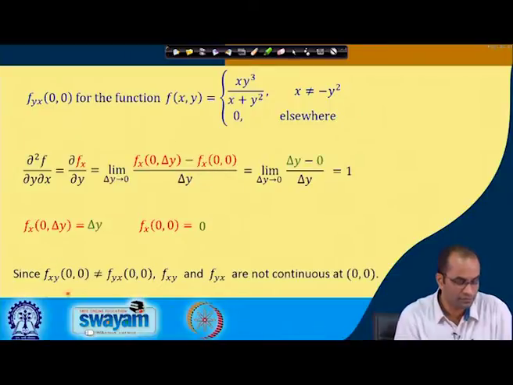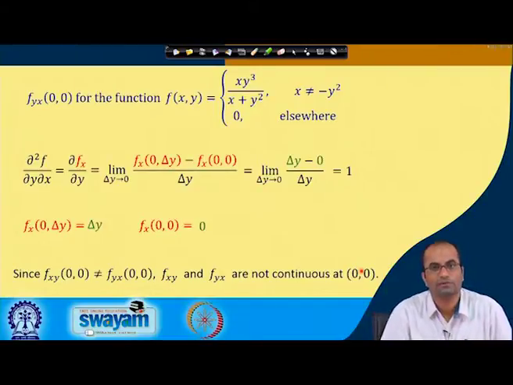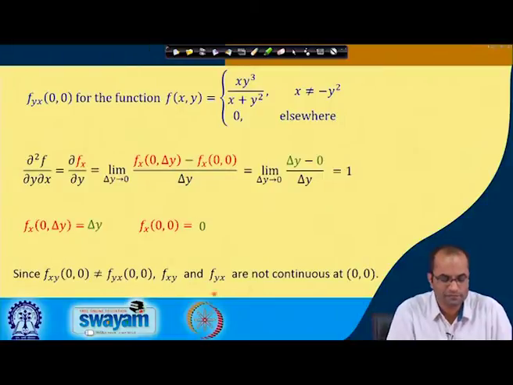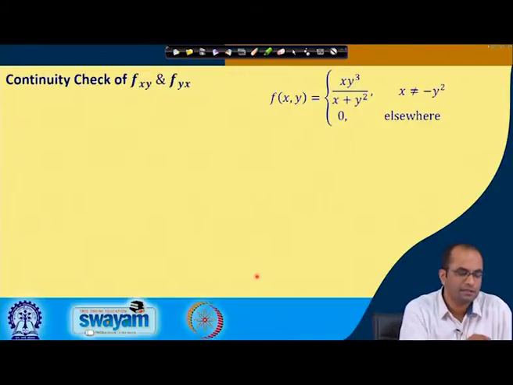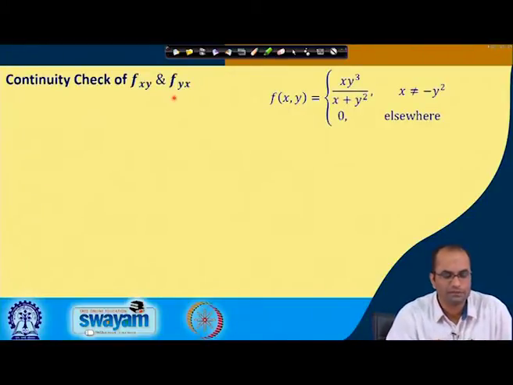So, these two derivatives again at this origin are not equal. So, that means they are not continuous also at (0, 0), because we have seen if these derivatives are continuous, then we will get the equality there. So, they are certainly not continuous, which we can check. So, it is a continuity check of these two.